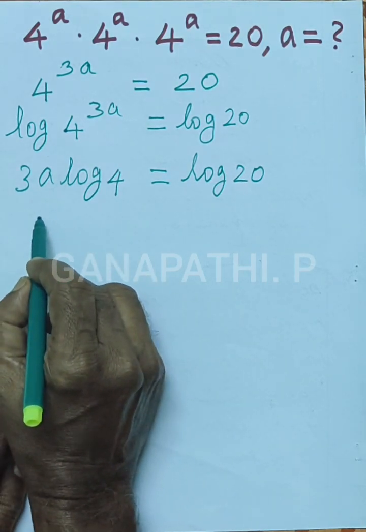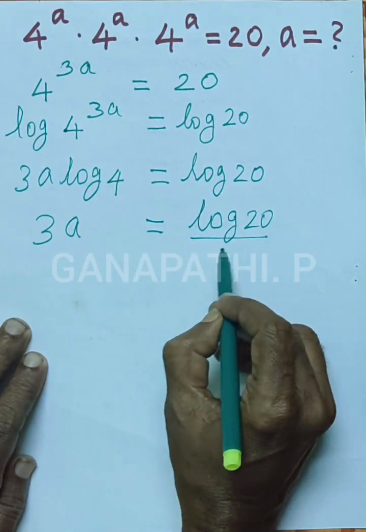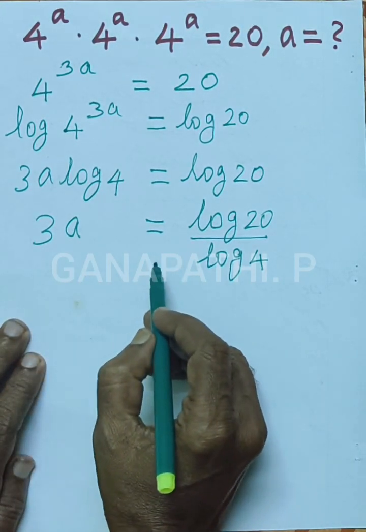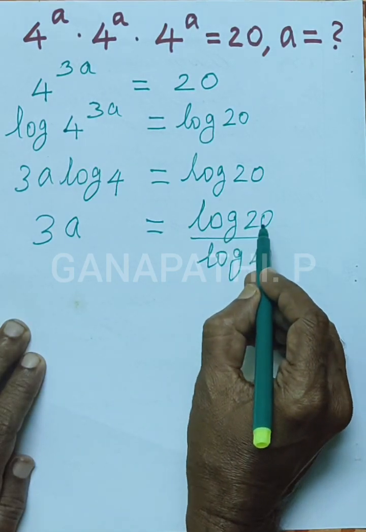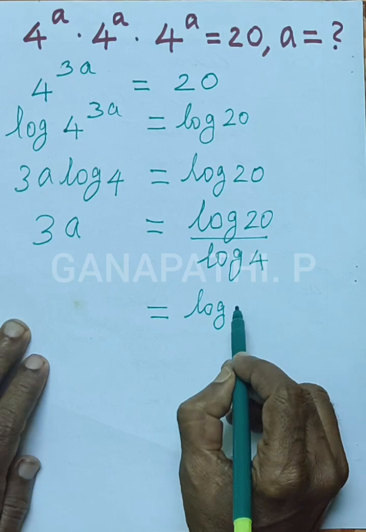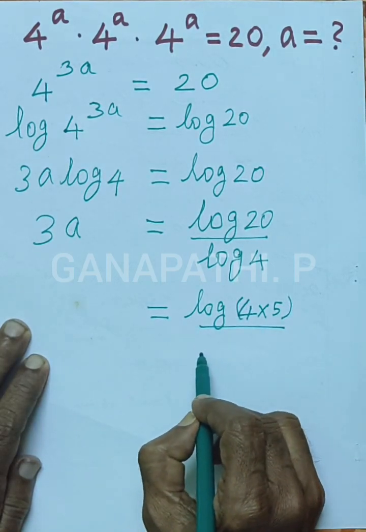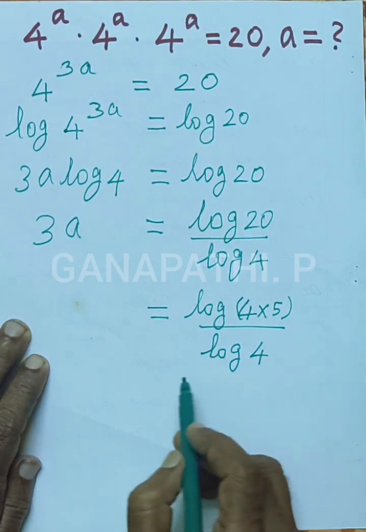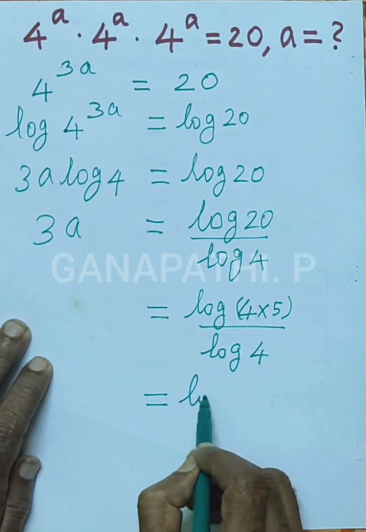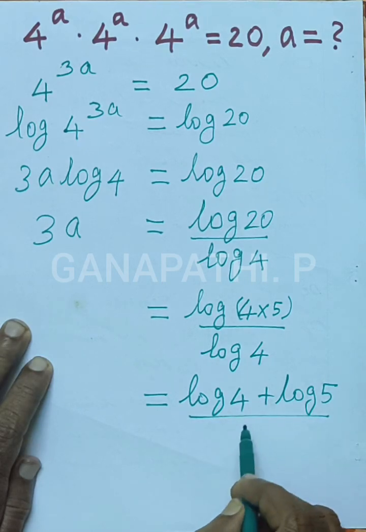Now 3a is equal to log 20 by, cross multiplication, log 4. Now we can write log 20 as, we can split 20 as 4 into 5, by log 4. Now write, using the product rule of logarithm, log a plus log b, log 4 plus log 5 by log 4.